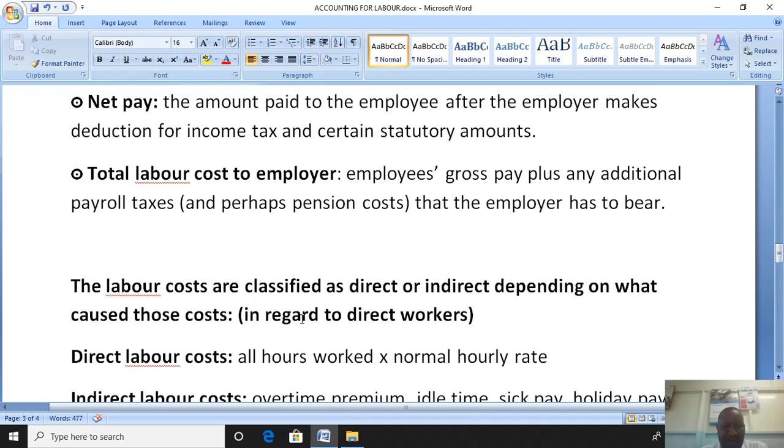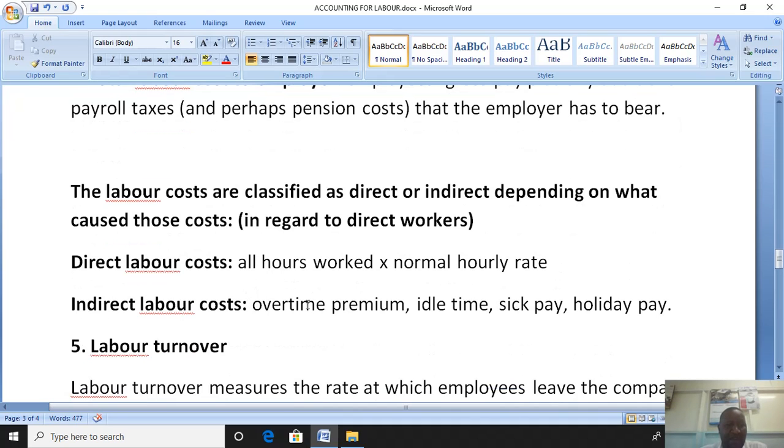And in regard to the direct workers, the direct labor cost includes all hours worked multiplied by the hourly rate, if you are using the hourly rate, or if you are using the piecework method, all the units produced multiplied by the piecework rate. That will be called direct labor cost.